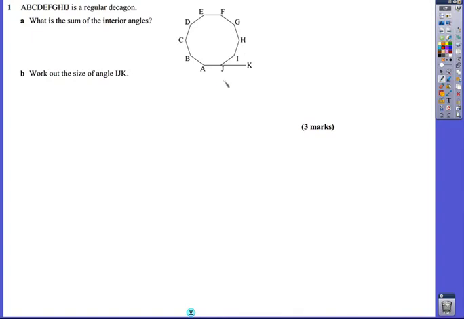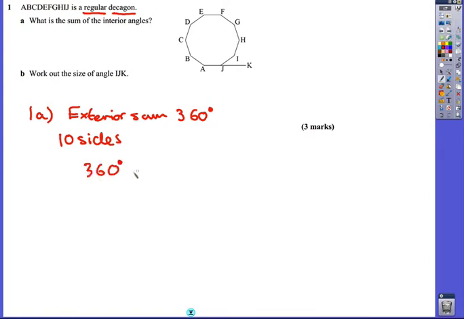What is the sum of the interior angles? Well, there are two methods you can do. You can either count the triangles and then times it by 180, or you could just say, hey, the exterior angles sum up to 360. So let's just do that. The exterior sum is 360 degrees, and a regular decagon has 10 sides, 10 equal sides because it's regular. You can just do 360 degrees divided by 10 to give us 36 degrees, which is one exterior angle.